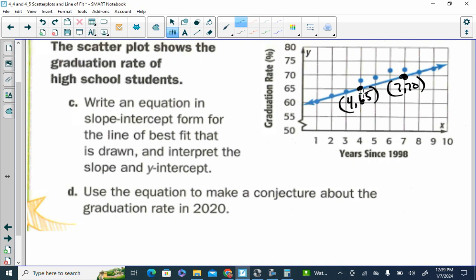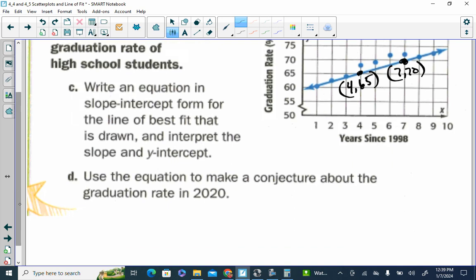Right, so you want to pick 2 points that are on your line, right? And notice that it doesn't necessarily have to be one of the points that were the data collection, right? But 2 points on the line.